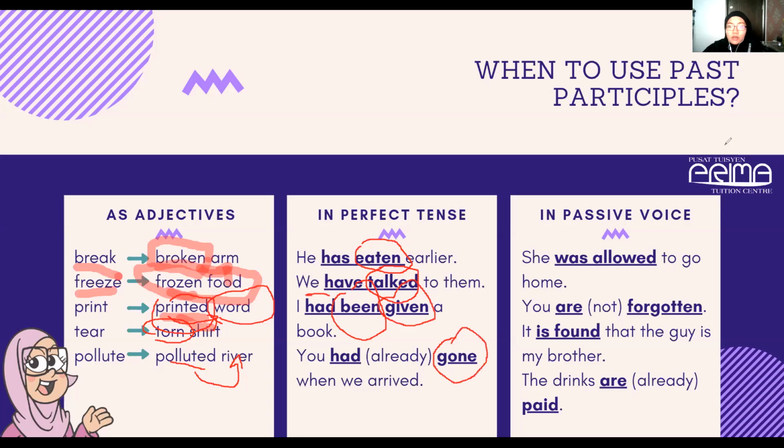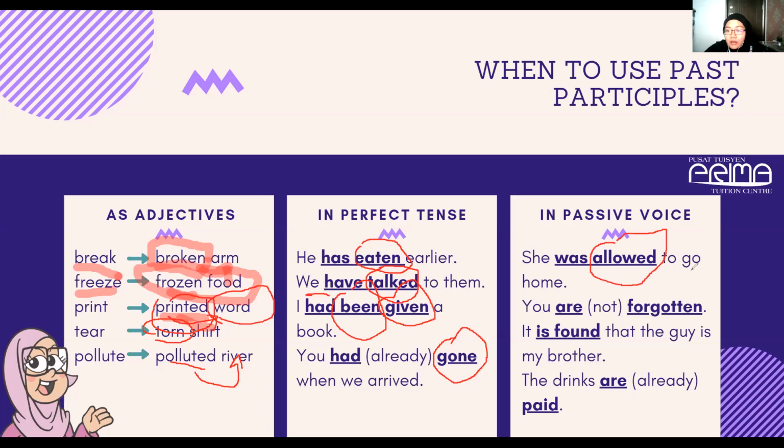All right, let's have a look at the third instance, when to use past participle. We also use past participle in passive voice or ayat passive. Number one, for example, she was allowed. Allowed here is not a past tense, it's a past participle form for the word allow. She was allowed to go home.